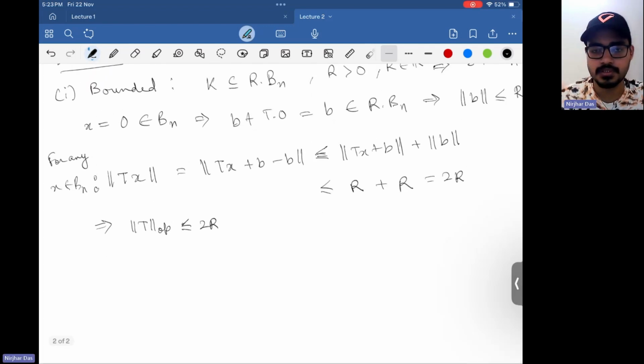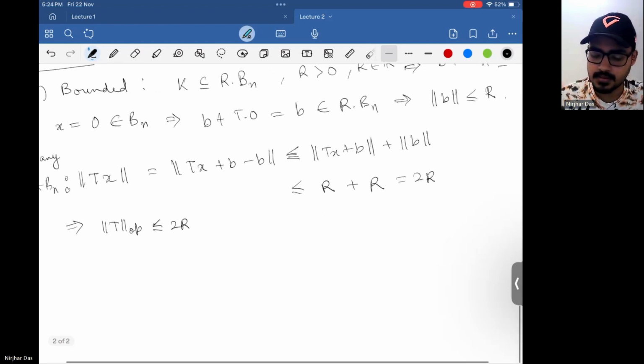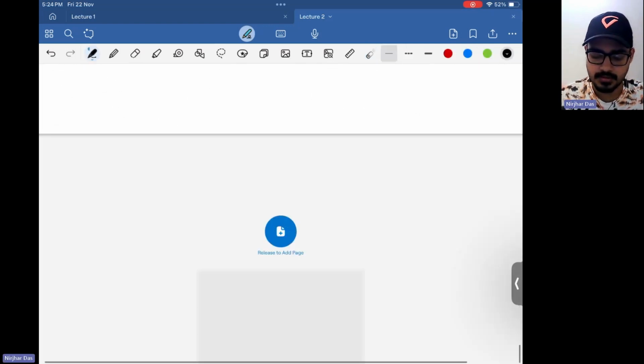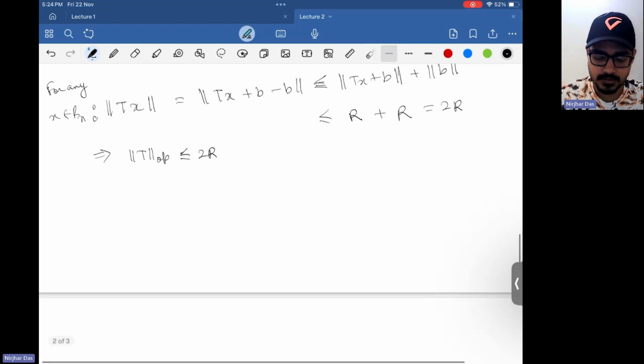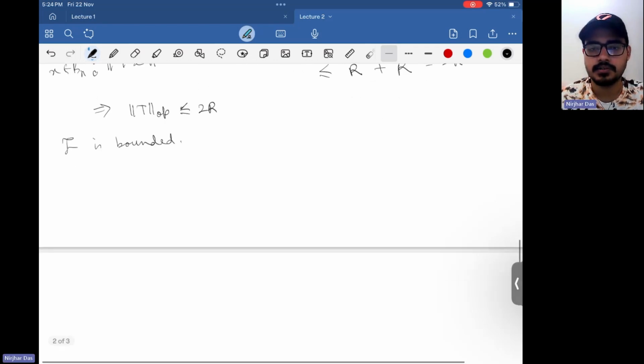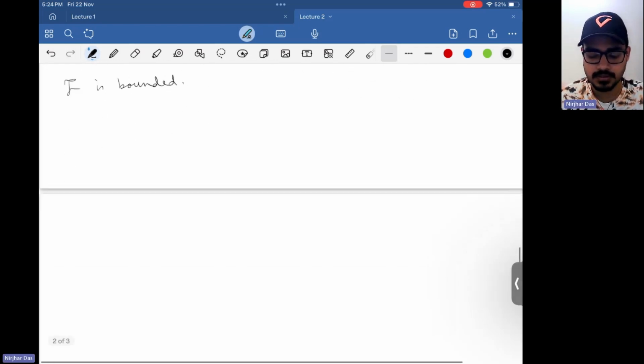So we have shown two things. One is the Euclidean norm of all b, small b, that lies in the set F is bounded, and the operator norm of all T, which lies in the set calligraphic F, is bounded. So with this, we can conclude that F is bounded. The tricky part is to show that F is closed.